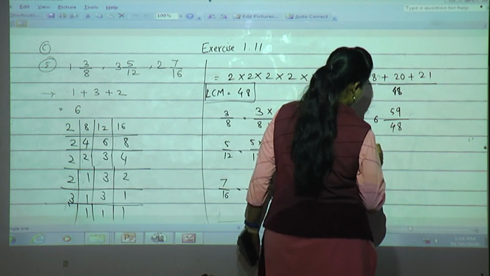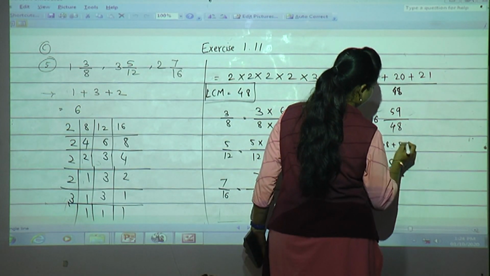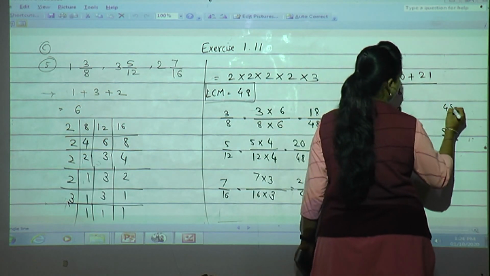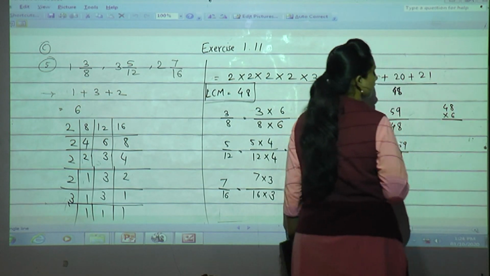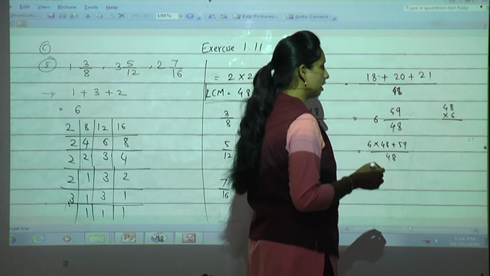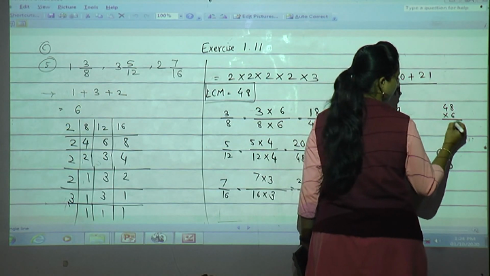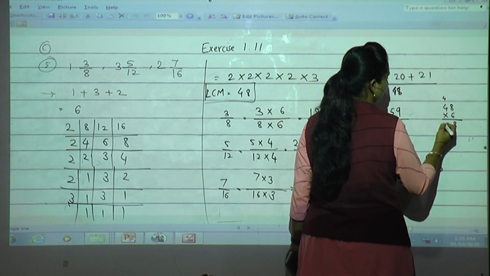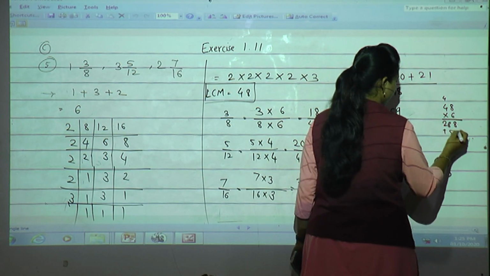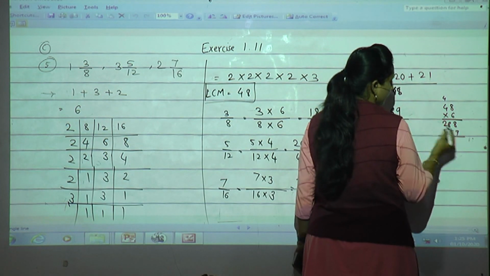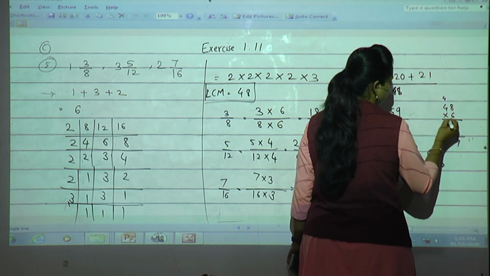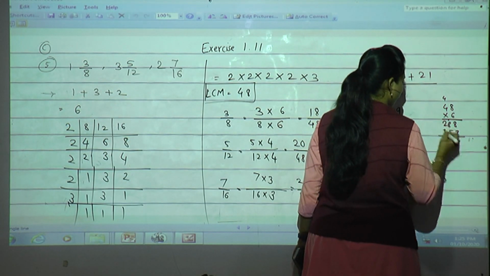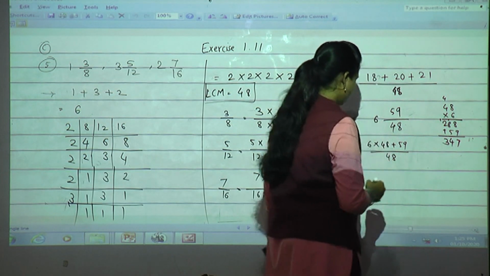So now multiply. What do we have to multiply? 6 multiplied by 48 plus 59, divided by 48. Now do the rough work. 48 multiplied by 6. Tell me. Yes, 6 8s are 48. 6 4s are 24. 24 plus 4 is 28, plus 59. 8 plus 8 is 16, plus 1 is 17, carry 1. 1 plus 8 is 9, 9 plus 4 is 13, carry 1, 3.